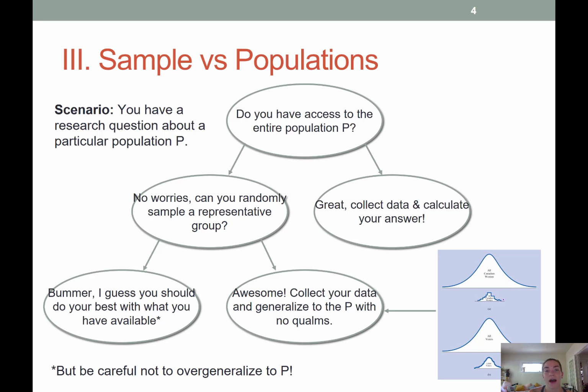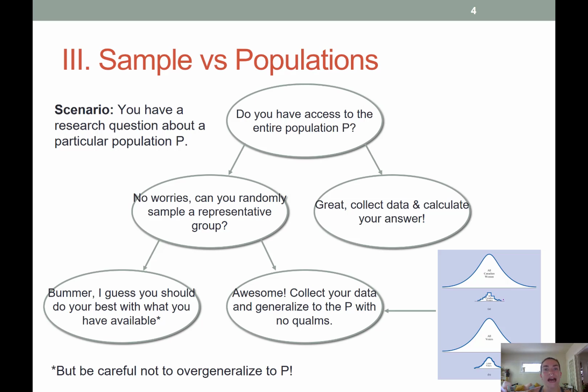Let's think about how this process works. So we have a scenario where we have a research question, it could be anything, that we want to know about a particular population P. So we'll call the population P. The first question we might ask ourselves is, do we have reasonable access to the entire population P?